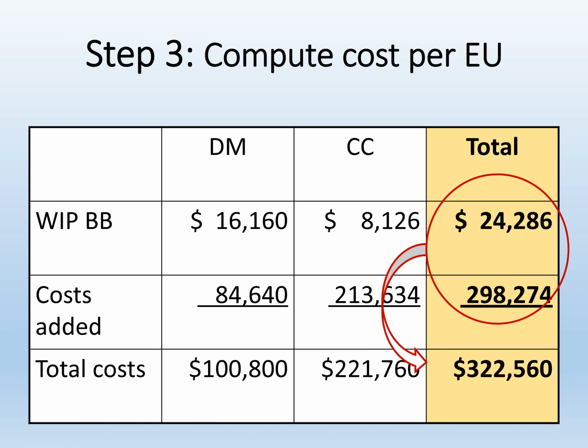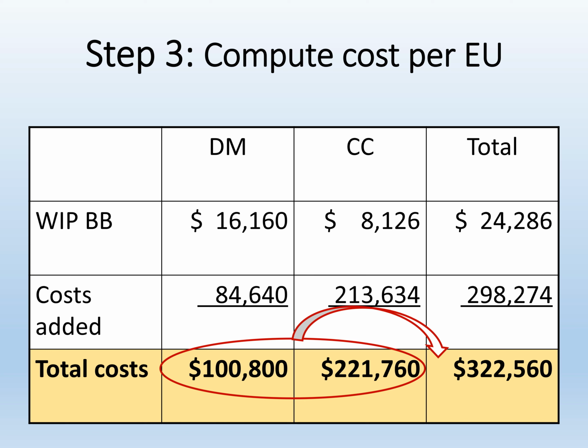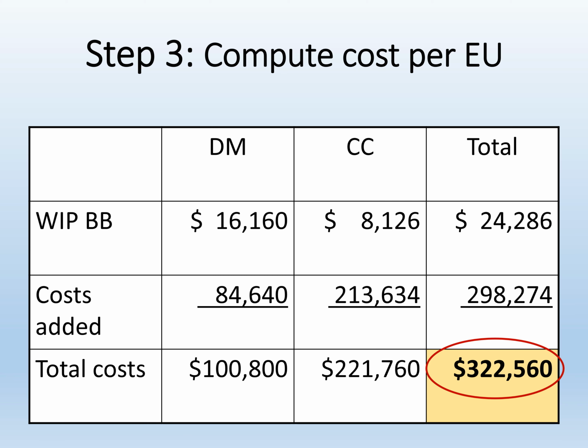mixing department during September. And we can check that number by adding the total direct materials cost plus the total conversion costs in September. The answer has to be the same. We'll need this number later because eventually we have to explain what happened to all of these manufacturing costs.